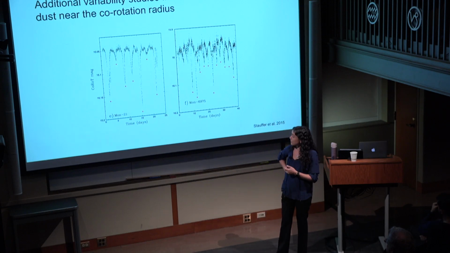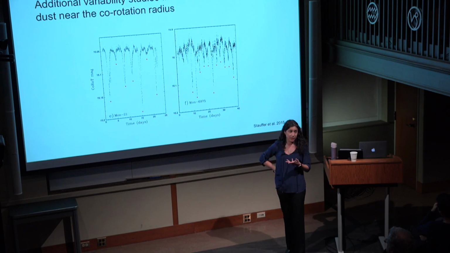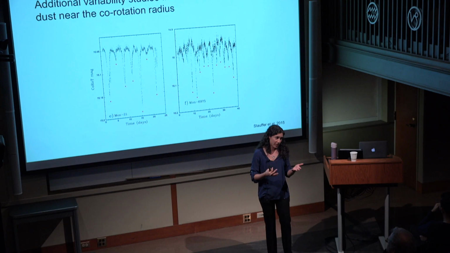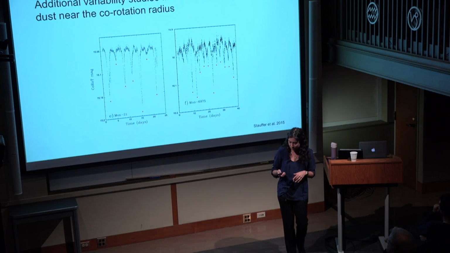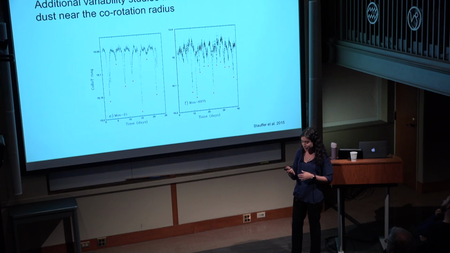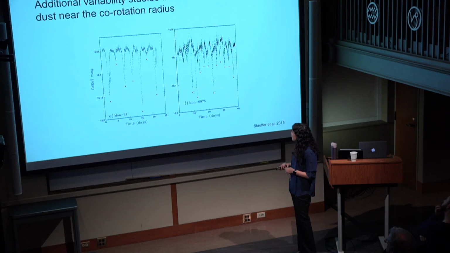And for these objects, they didn't have simultaneous indicators of the accretion rate. So our work supports theirs. We have simultaneous dust and gas. So some revisions need to be made to our picture of magnetospheric accretion in these young stars.